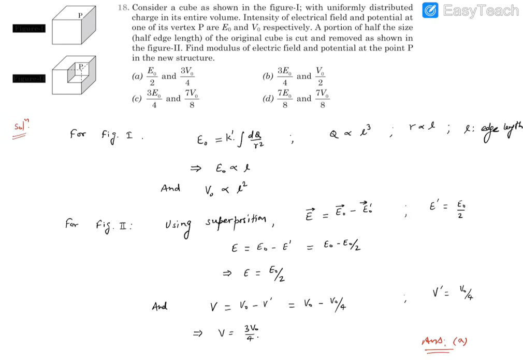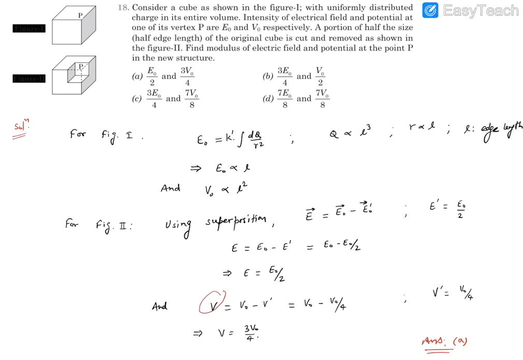Since the directions are also the same, we can write their magnitudes as E0 minus E dash. E dash is of the removed one, so it's E0 minus E0 by 2. So the resultant comes out to be E0 by 2. That means the field at point P is going to be half of the one that was initially. So that's one answer. We can check the options. We will find E0 by 2 is only in option A. We can mark it, or we can verify for the potential as well.